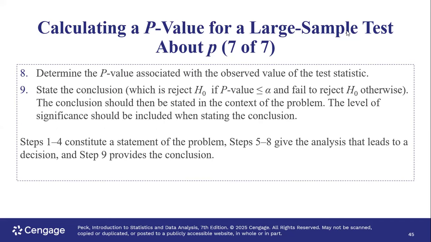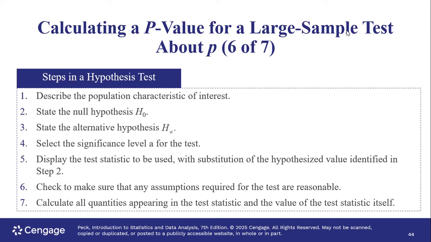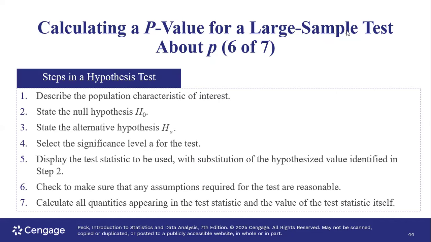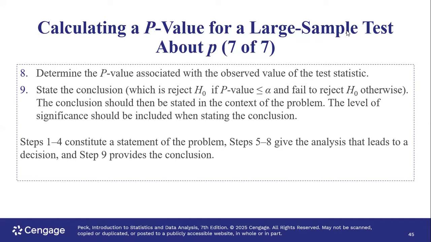So after we calculate the test statistic, which is a characteristic of the sample, we want to find the p-value, which is the probability of obtaining a test statistic at least as extreme as what we have calculated, assuming the null hypothesis to be true. If the p-value is less than or equal to alpha, then we reject the null hypothesis. If the p-value is greater than alpha, then we fail to reject the null hypothesis. Let's look at steps 1 through 4. They constitute a statement of the problem. Steps 5 through 8 give the analysis, and then we come to step 9 where we make the decision whether to reject the null hypothesis or not, and then we make a conclusion.